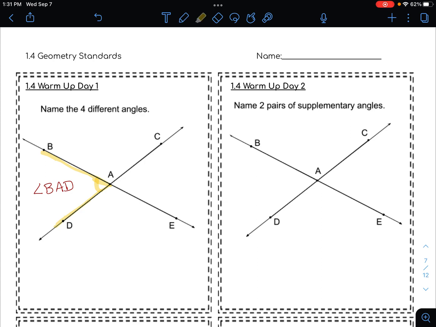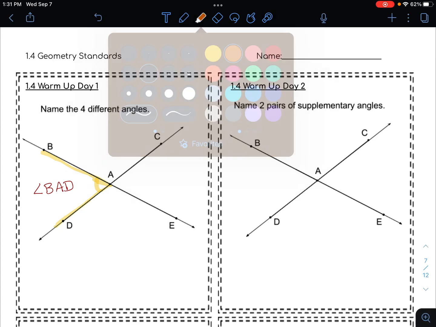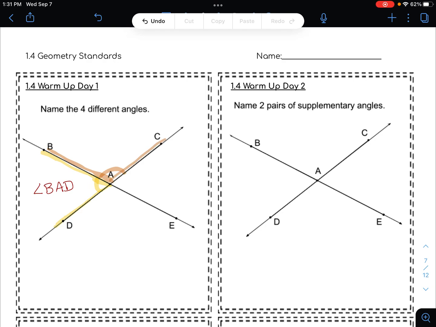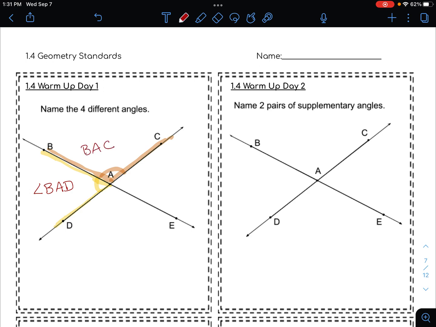Okay, and then I'm going to move on to my next angle. If we're talking about this angle, first it's touching this side again, then it's going to the corner, and then it's going over here to C. So that one was B, A, C. Oh, and don't forget your angle symbol in front of that.